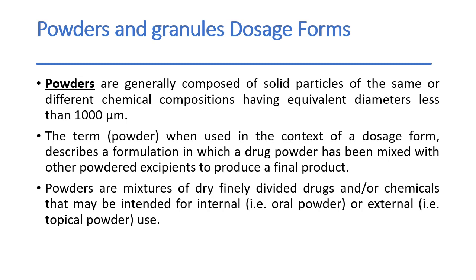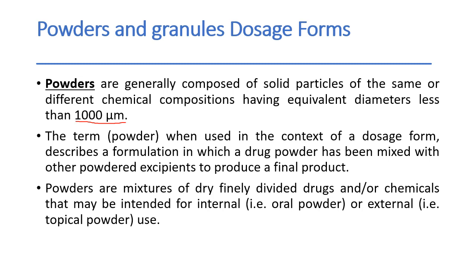Our lecture today is about powder and granules. Of course, you have seen or used powders in your life, and you know or noticed that powders are composed of solid particles of the same or different chemical compositions. So it might have one or more than one chemical compound. These particles should have equivalent diameters less than 1000 micrometer.